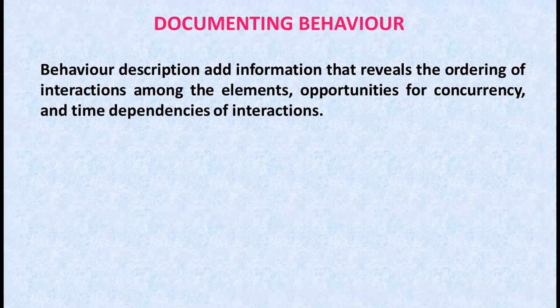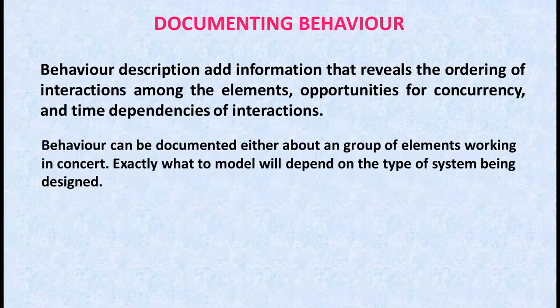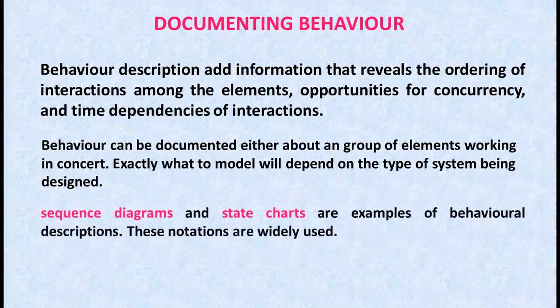Behavior can be documented either about a group of elements working in concert, or exactly what to model will depend on the type of system being designed. Different modeling techniques and notations are used depending on the type of analysis to be performed. In UML, sequence diagrams and state charts are examples of behavioral descriptions. These notations are widely used here.